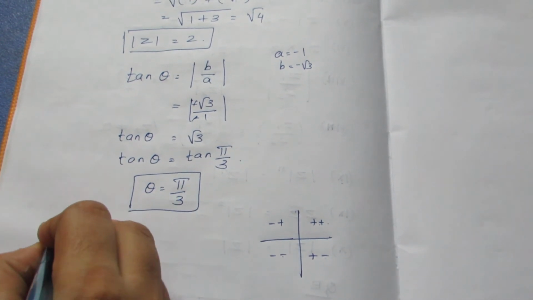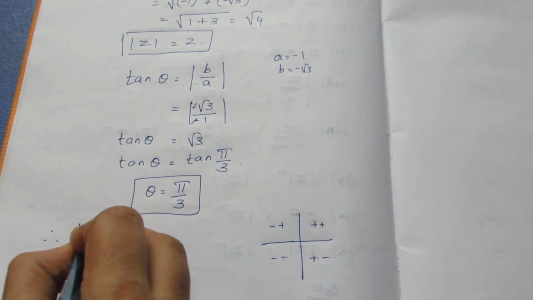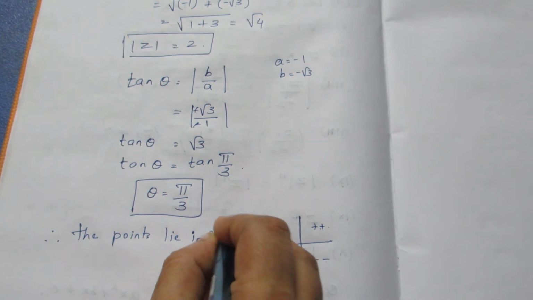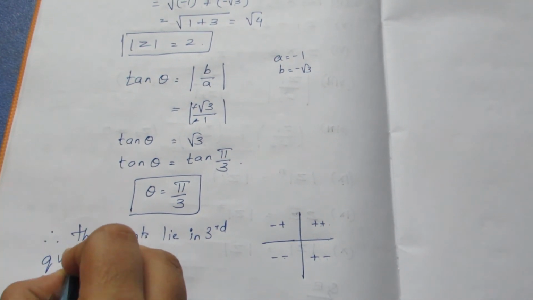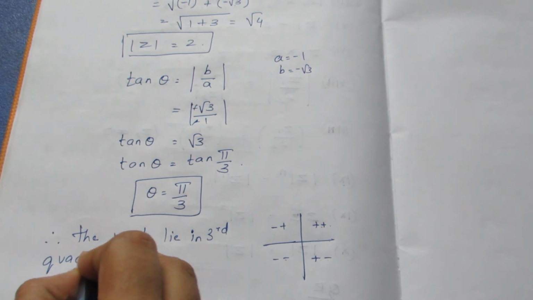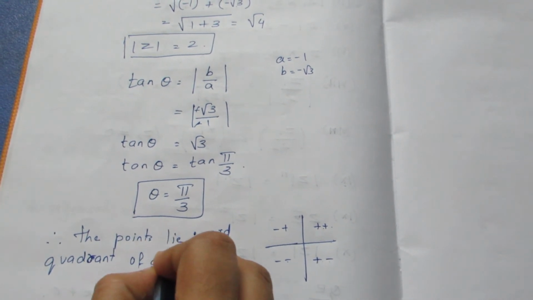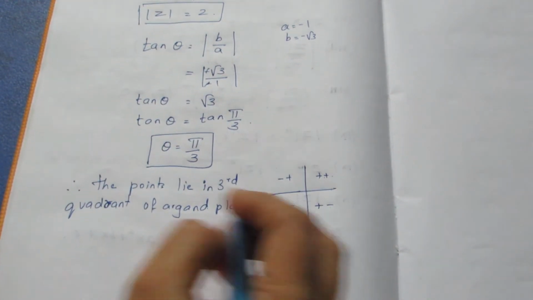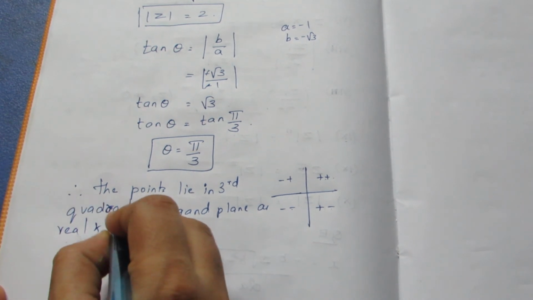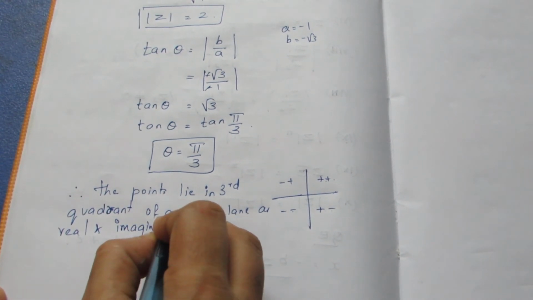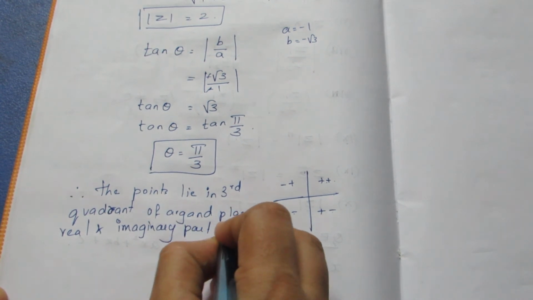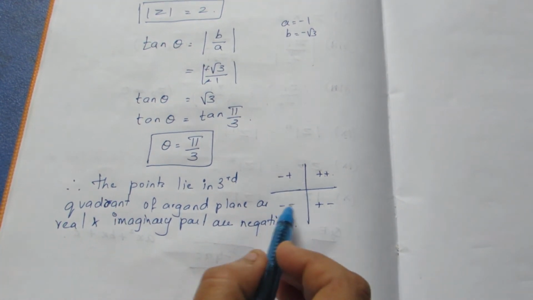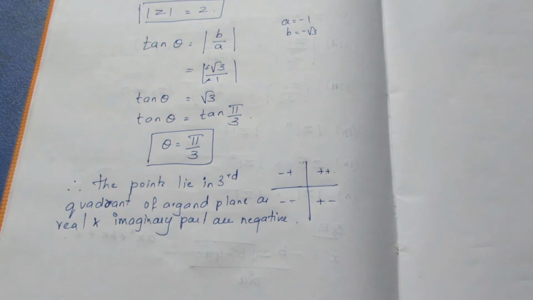So therefore we need to write that the point lies in the third quadrant of the Argand plane. Also write the reason: the real and imaginary parts are negative. So both are negative, it lies in the third quadrant, and also we need to write the argument.